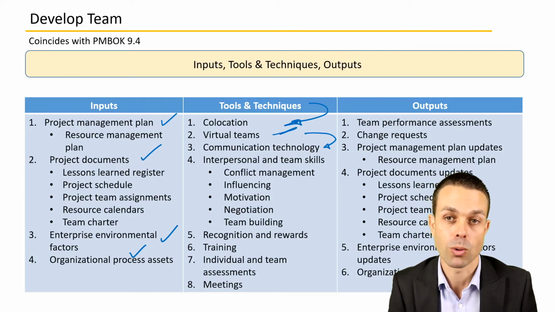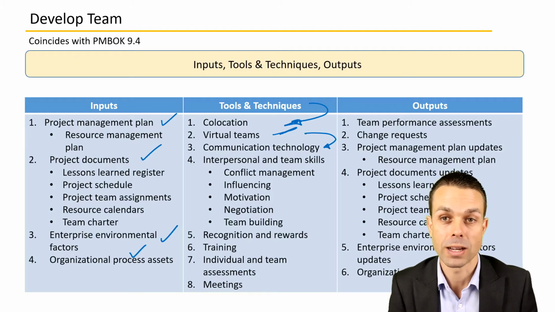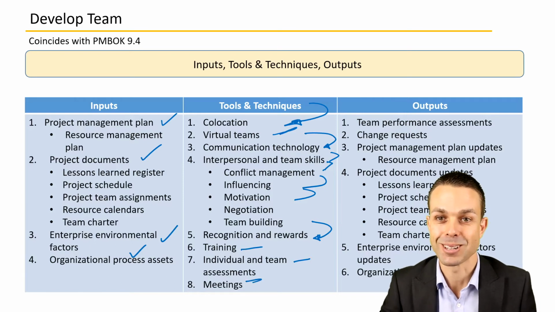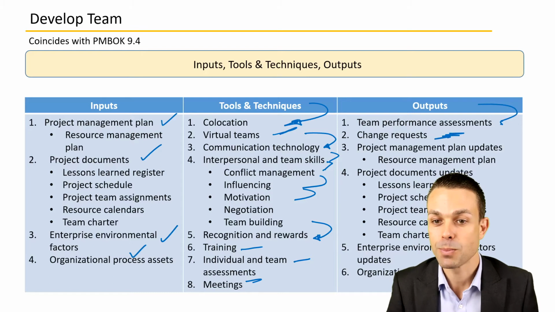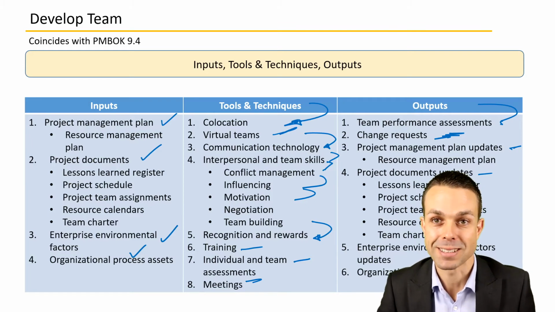Communication technology might be required because depending on where our team is and the situation, we might need different ways of communicating with our team. Interpersonal and team skills, so conflict management and influencing and motivation. Recognition and rewards for when things go well. Training, individual and team assessments, and meetings to tie it all together. Outputs that you'll see are the team performance assessments, change requests if changes are required, project management plan updates, project documents updates, and enterprise environmental factors and organizational process assets updates as well.